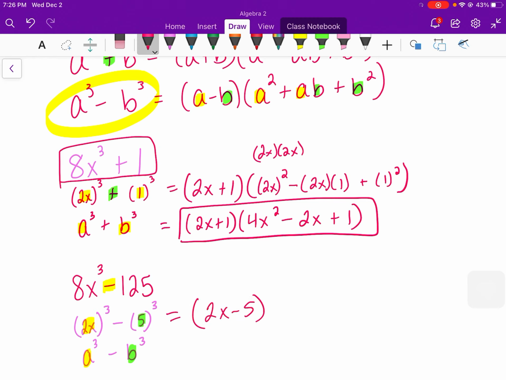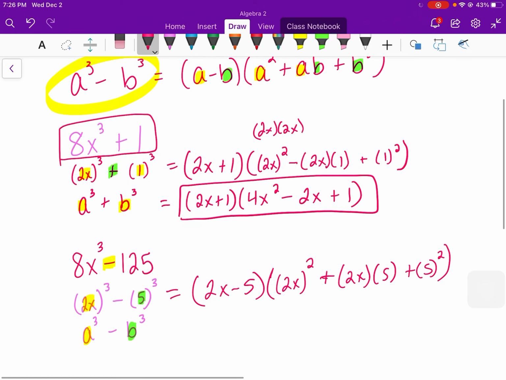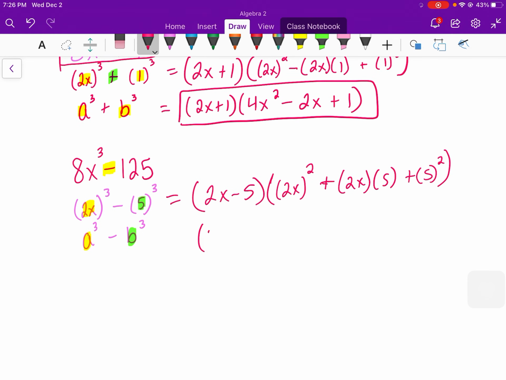A minus b will be 2x minus 5 for my first parenthesis. Then times 2x squared, which is a squared, plus a times b, so 2x times 5, and then plus b squared, so plus 5 squared. So I get 2x minus 5, and then 4x squared plus 10x plus 25, since 2x times 5 is 10x and 5 squared is 25. So that's how you use the formula to factor.